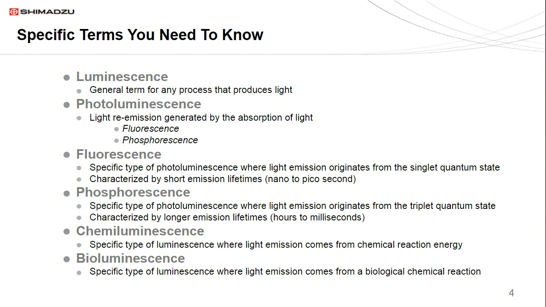Fluorescence is derived from the singlet quantum state and is characterized by very short emissions in the nano and picosecond time frame. Phosphorescence arises from the triplet quantum state and is usually much longer lived, in the order of hours to milliseconds. Finally, chemiluminescence is luminescence that derives its energy from a chemical reaction, much like the light sticks and necklaces you see kids playing with after dark. And finally, bioluminescence is chemiluminescence that occurs in a living system.